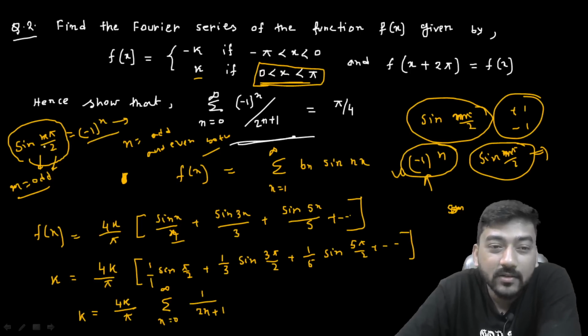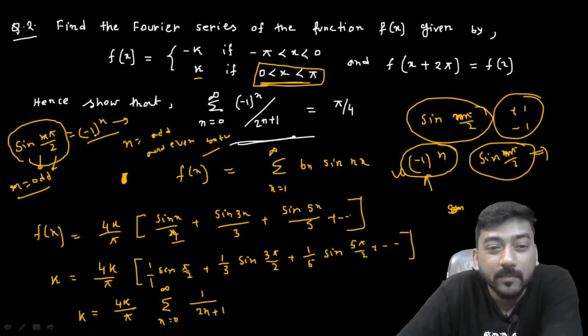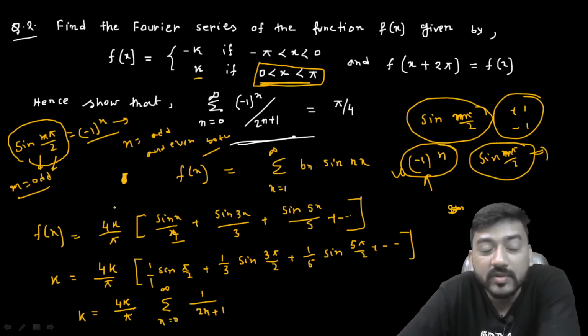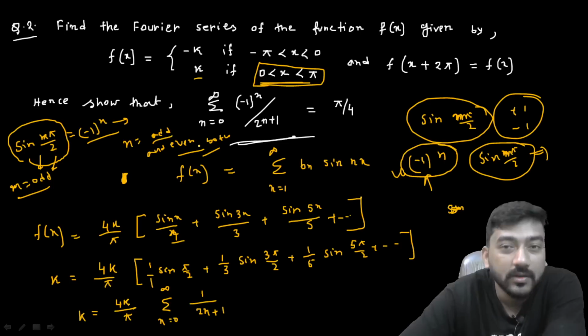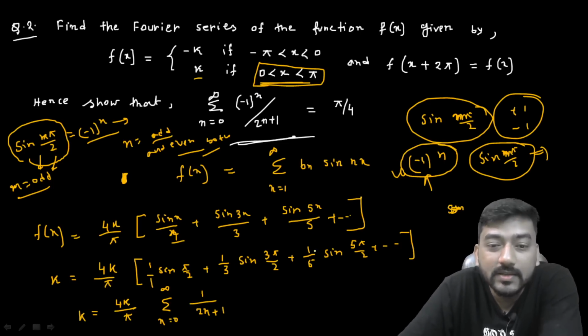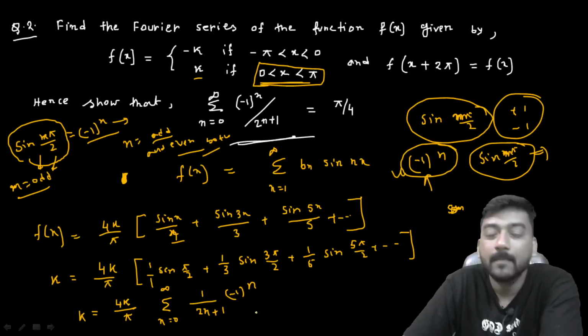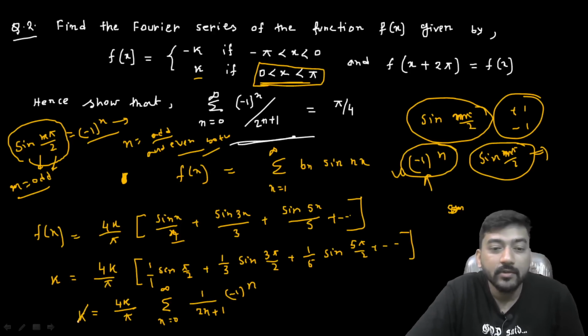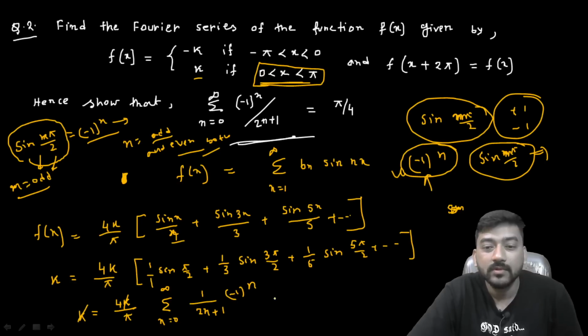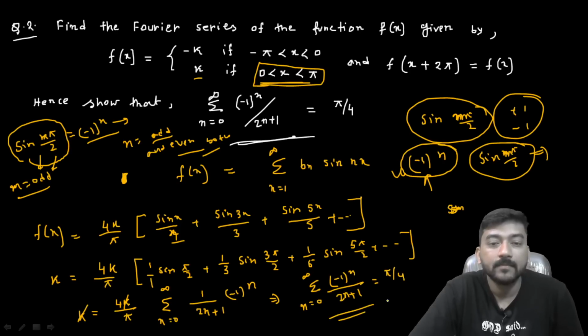Because on the left side, if m is odd, you will get pi by 2, 3 pi by 2, 5 pi by 2, which will give you plus 1, minus 1, plus 1, minus 1. And minus 1 whole to the power n will give you plus 1, minus 1, plus 1, minus 1 for odd and even values both. So you can write this term as minus 1 whole to the power n. So this k and k will be cancelled out, and you will get this series. This series is just pi by 4: the sum from n equal to 0 to infinity of minus 1 whole to the power n divided by 2n plus 1 is equal to pi by 4.